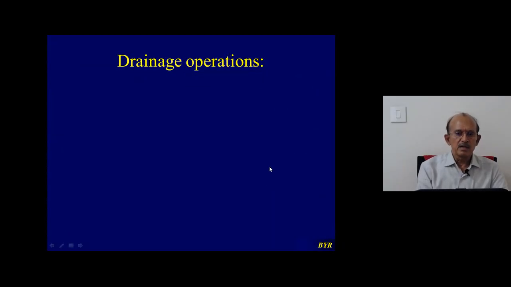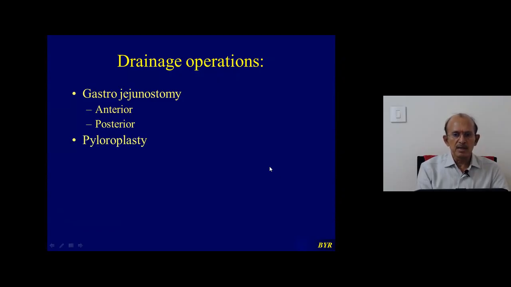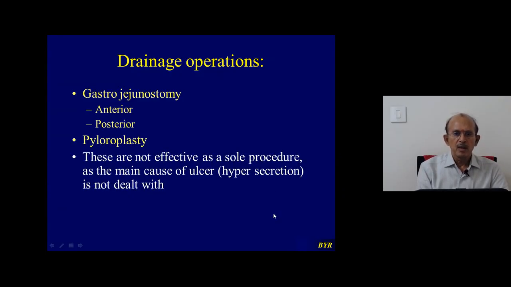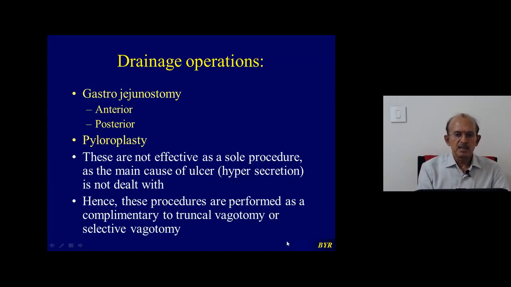The drainage operations, there are two. One is the gastrojejunostomy, which can be done on the anterior side or posterior side. The other is the pyloroplasty. These are not effective as a sole procedure as the main cause of the ulcer is not dealt with. Hence, these procedures are performed as a complement to truncal vagotomy or selective vagotomy.